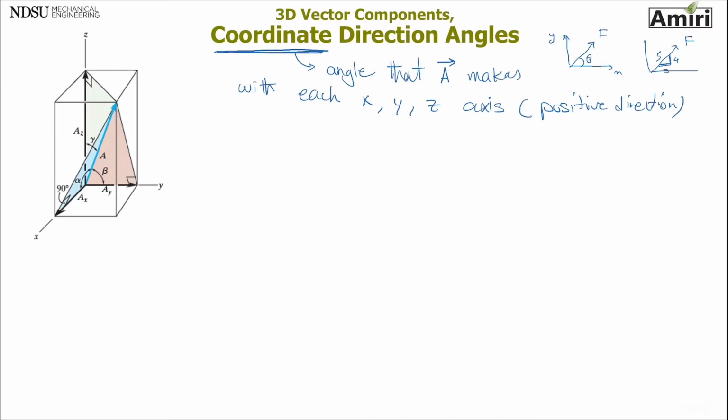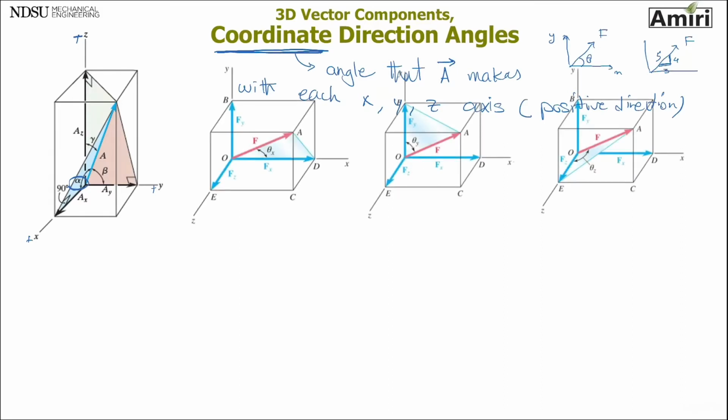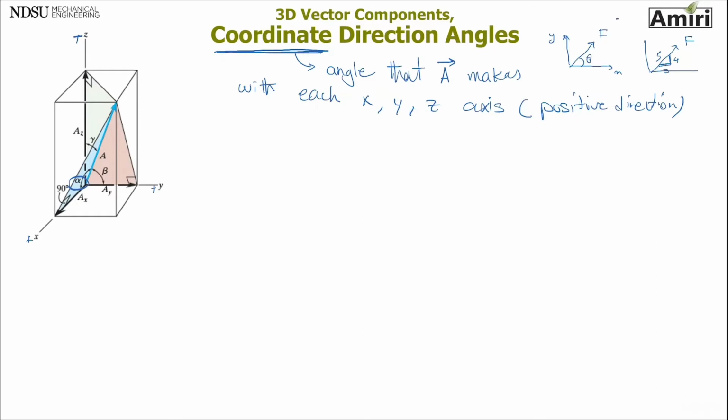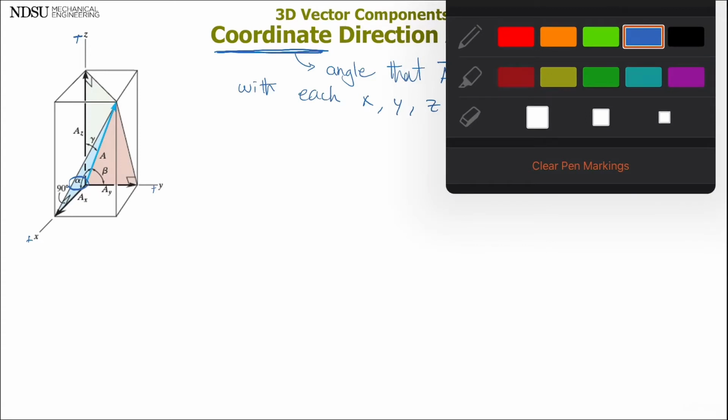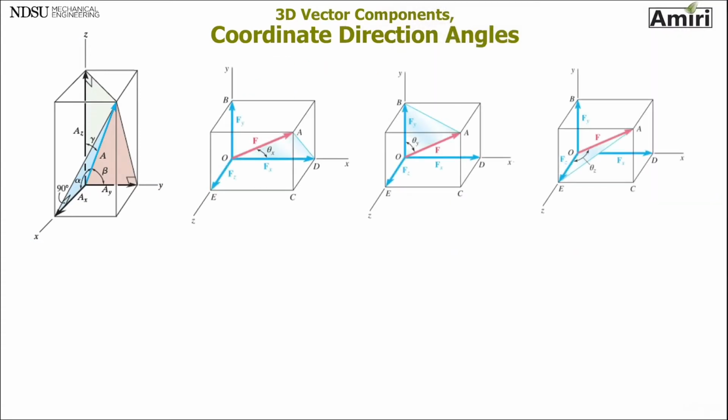So let's look here. The blue vector is my vector A, and it is making an angle alpha with axis x. I don't know if you can see it, it's right here. It makes an angle beta with the positive y-axis, and an angle gamma with the positive z-axis. So let me clear this here. Here is a little bit better and more clear explanation.